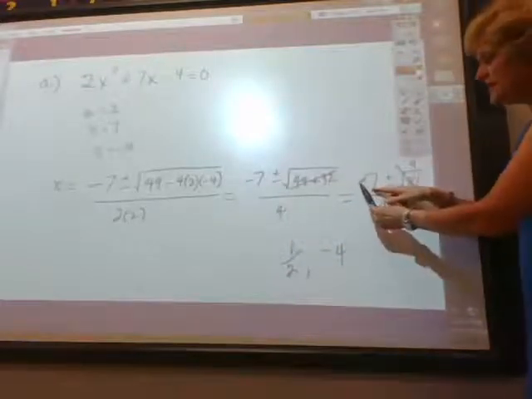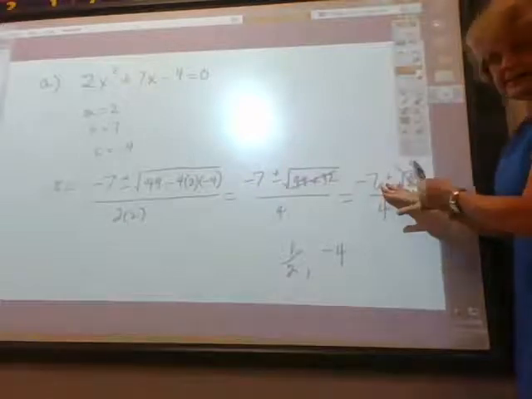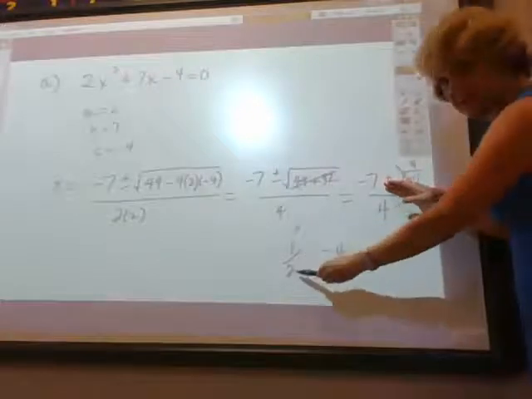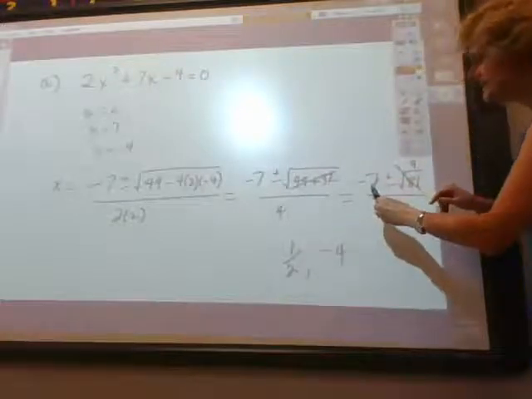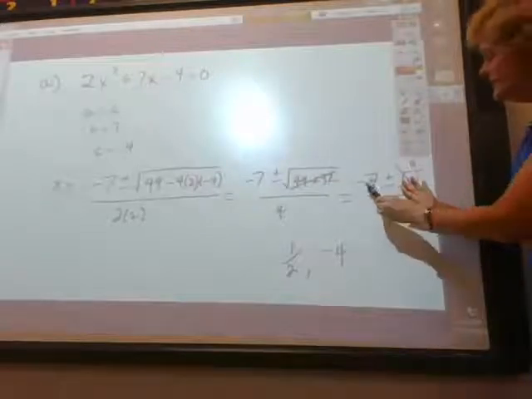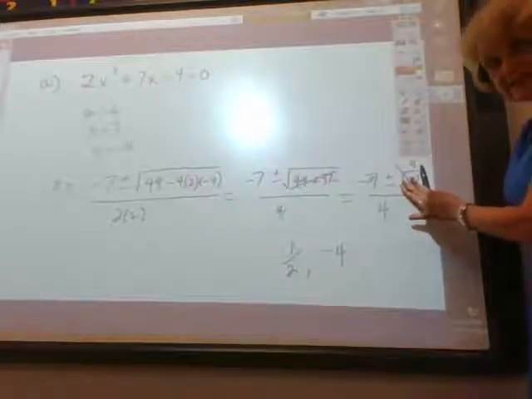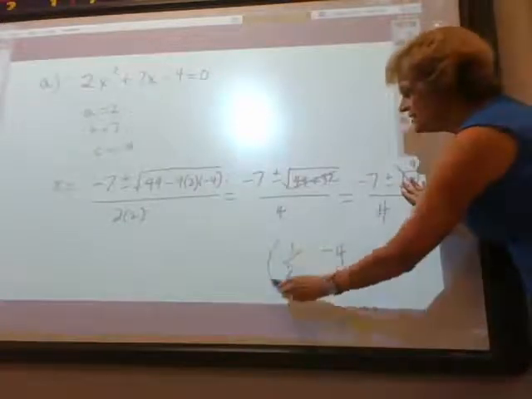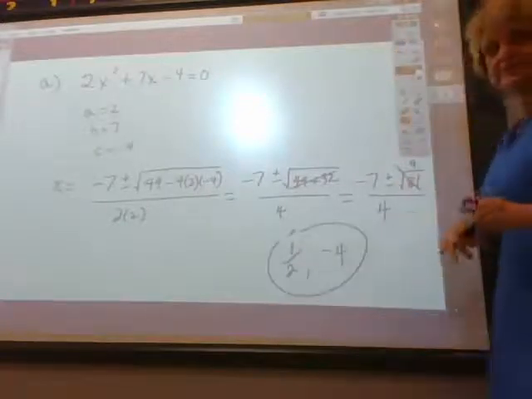So I did -7 plus 9, so that's 2 over 4. 2/4 is 1/2. -7 minus 9, -16 over 4 is -4. So these are our two solutions.